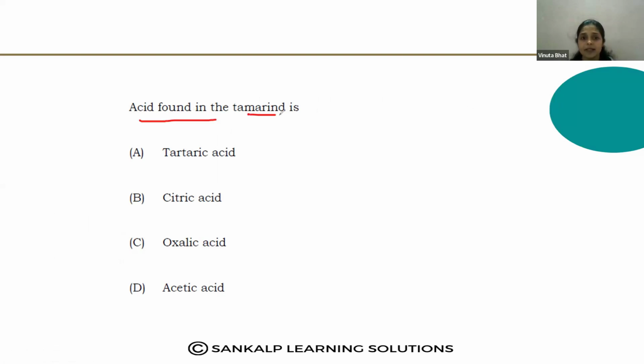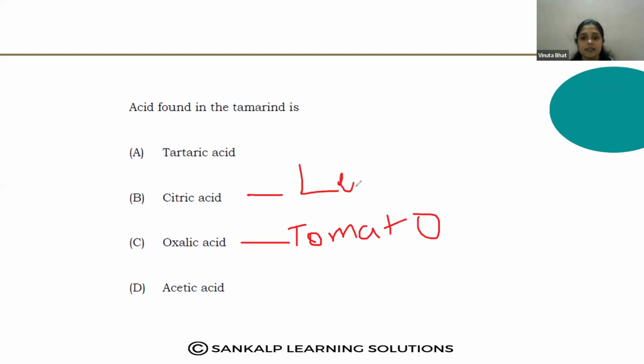Acid found in tamarind is: option A, tartaric acid; option B, citric acid; option C, oxalic acid; option D, acetic acid. Here, acetic acid is present in vinegar, oxalic acid is present in tomato, and citric acid is present in lemon and citrus fruits like orange and lemon. Tartaric acid is found in tamarind. So option A is the correct answer.